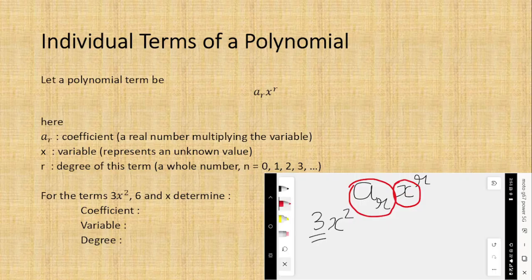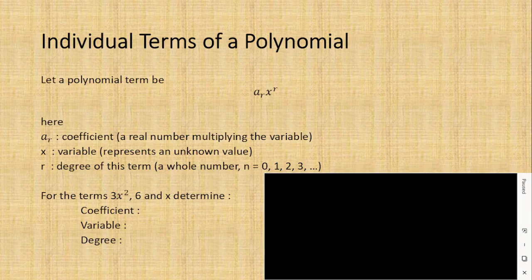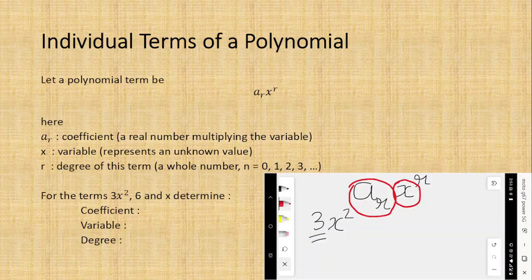Next, we're going to talk about the exponent. Here, the exponent of this variable is r. So r is the exponent or the power of the variable, and this r is also known as the degree of this particular term. So r is known as the degree of the term. Here we have only one variable, so the degree is going to be the exponent of x.